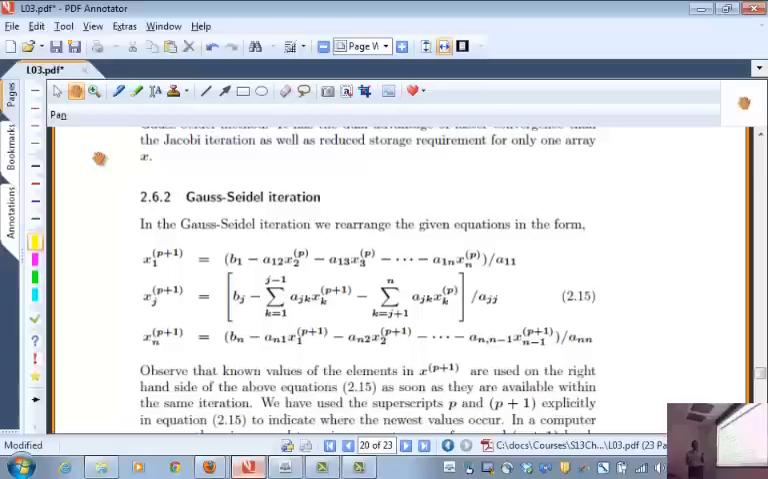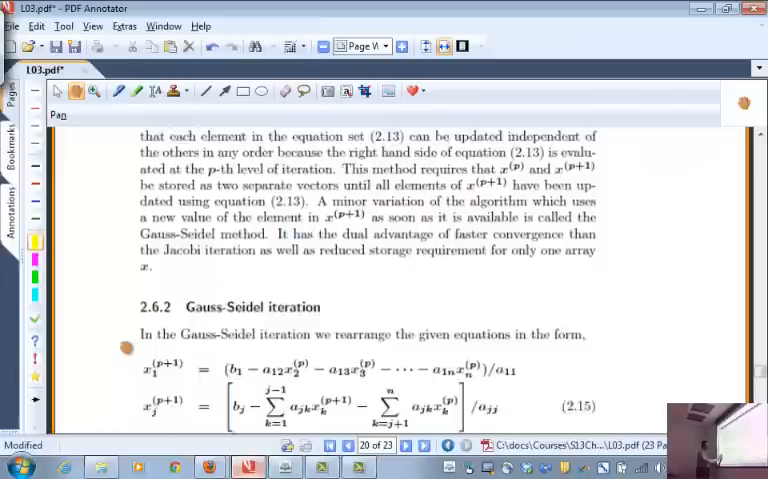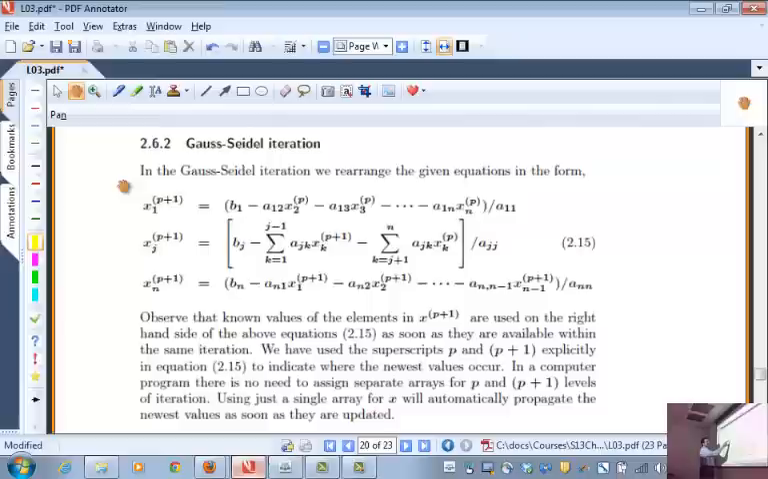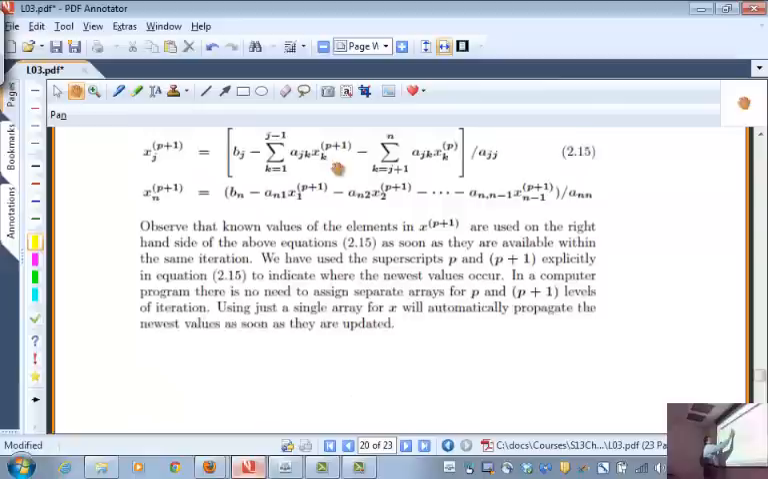So as soon as a new value is available in these components, use them. What does that mean? How does that translate into the equation? So if you take x_j^(p+1), it is b_j minus a_jk x_k^(p+1). So this number is immediately updated. As soon as the value is updated, I'm using it on the next step.